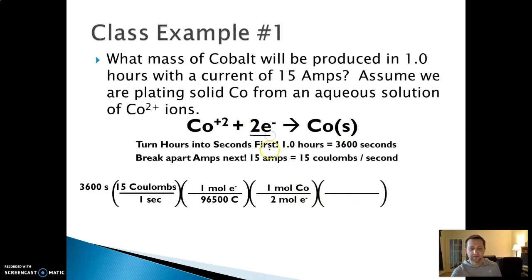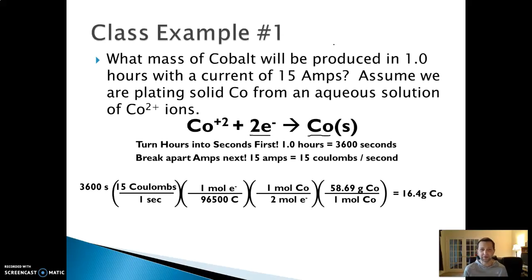And then just use your coefficients from the equation, right? 1 mole of cobalt. There. Okay. 2 moles of electrons, 1 mole of cobalt. You guys know how to finish it. You convert moles of cobalt into grams. So cancel out 1 mole of cobalt, go to grams of cobalt. Molar mass from your periodic table is 58.69. Knock it out in your calculator, you get 16.4 grams of cobalt.